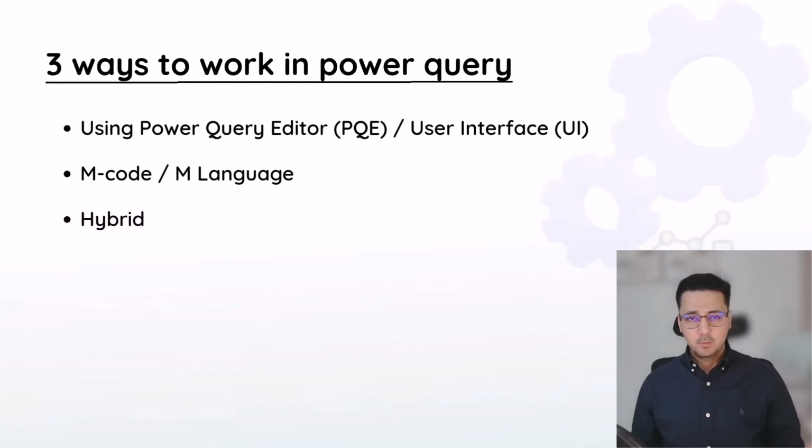Now that you have an understanding of the ETL framework, we're ready to go one level deeper into data transformations. In Power Query, transformations can be done in three broad ways. First is by using the Power Query editor or the user interface, which you already got a glimpse of in Module 1. Second is by working directly with the M code, which is the language that Power Query uses behind the scenes. And third is a hybrid approach, where the UI generates the steps and you refine them using the M code.